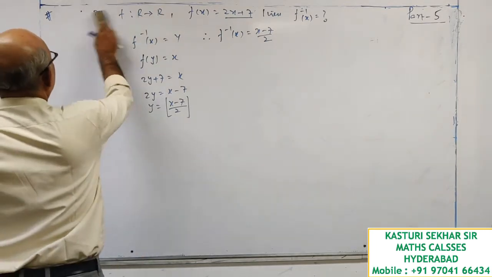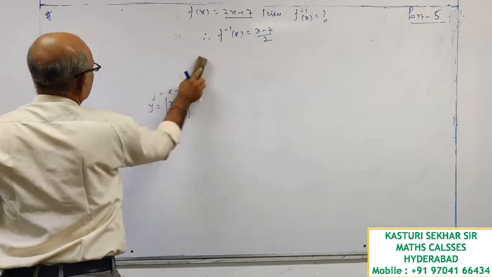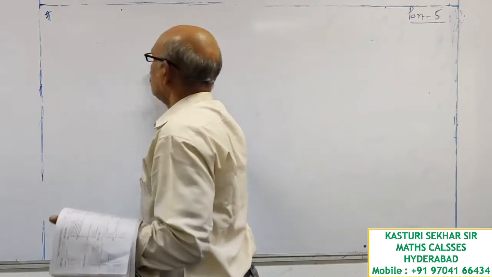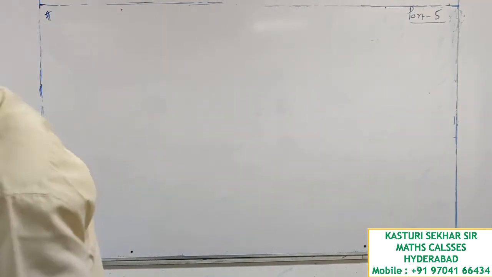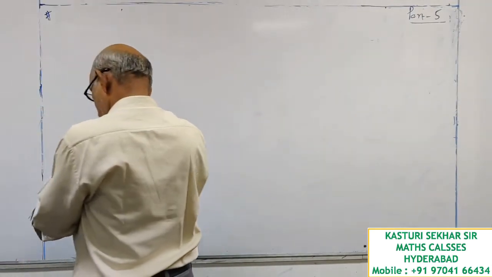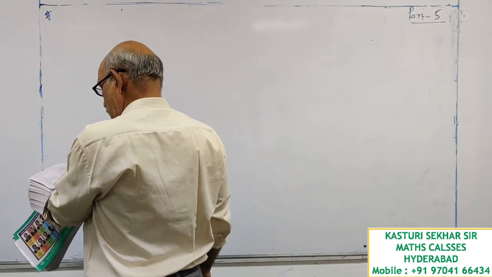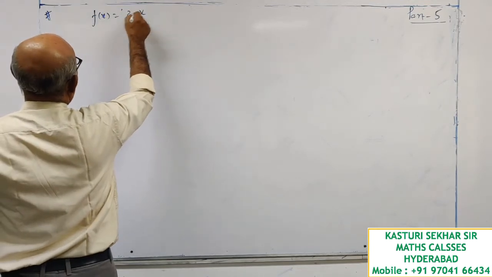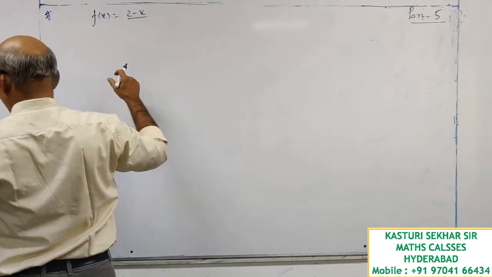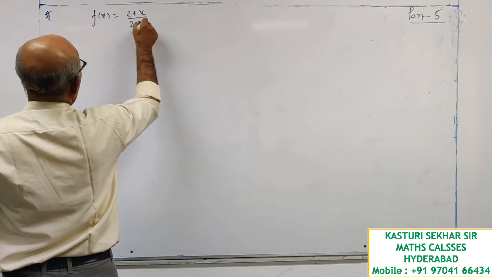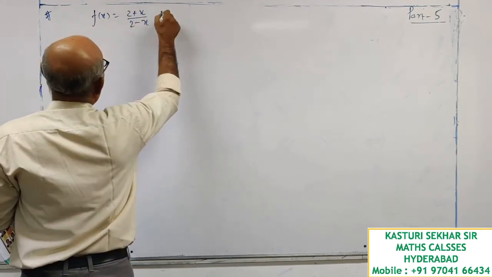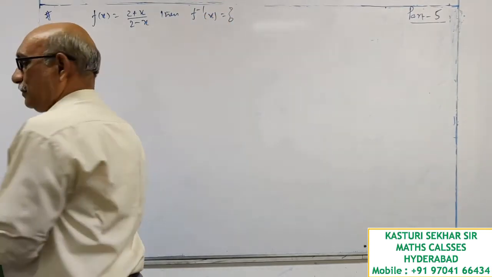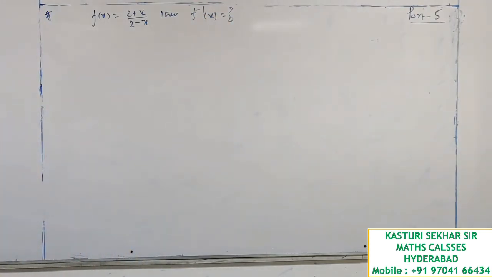Let's see the next question. F of x is equal to 2 plus x divided by 2 minus x. Then f inverse x is equal to what?